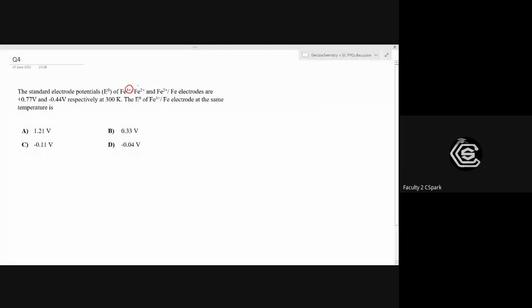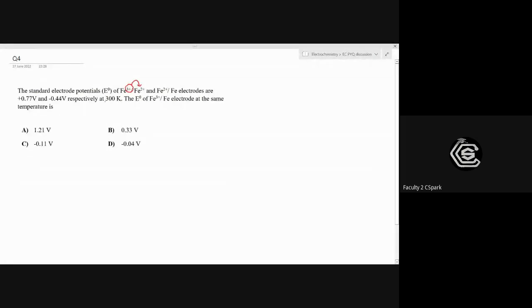Question number 4. This is from the Latimer diagram. The standard electrode potentials they have given are for Fe3+ to Fe2+. What you have to learn here is that for Fe3+ to Fe2+, they have given the reduction potential. So E naught of Fe3+/Fe2+ is given, it is plus 0.77 volt.